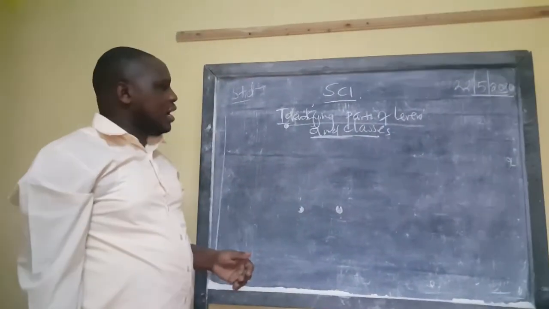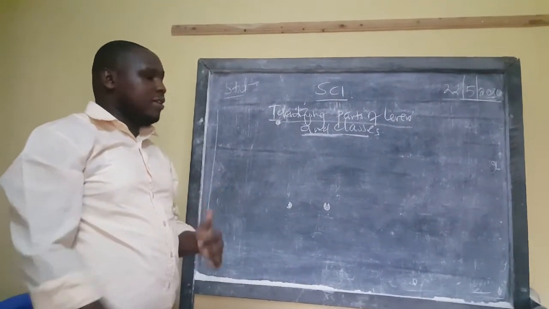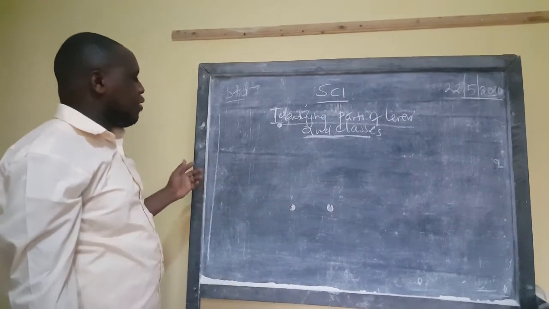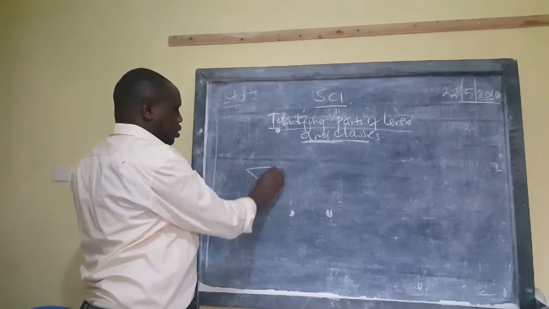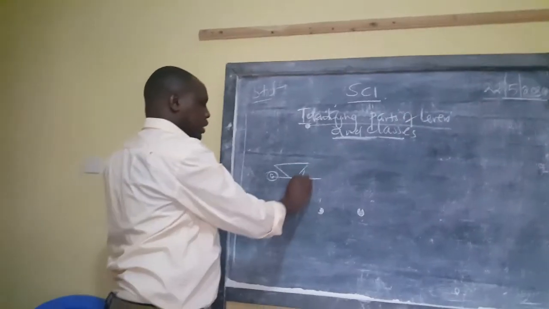In our lesson here, we are going to deal with identifying parts of levers and their classes. That is what we did last time. We tried to identify parts of levers. For example, if I draw one of the levers here, we see whether we are able to identify them well.